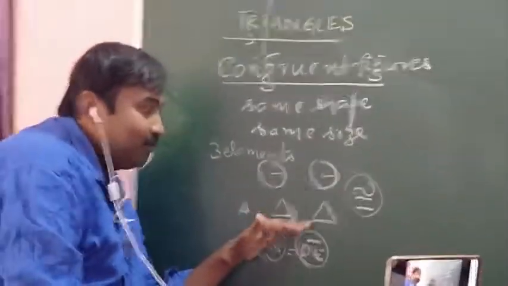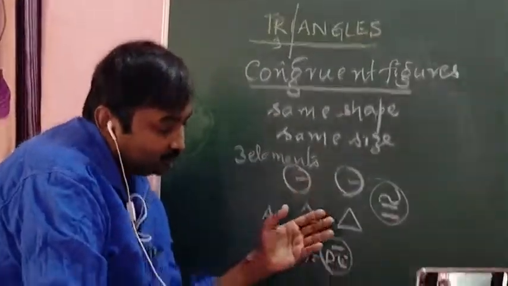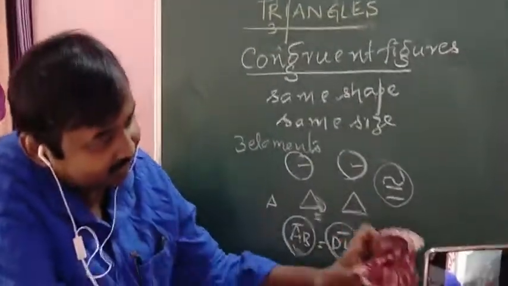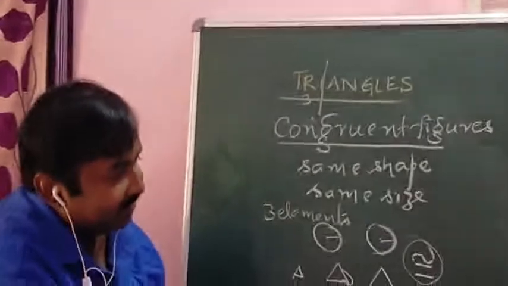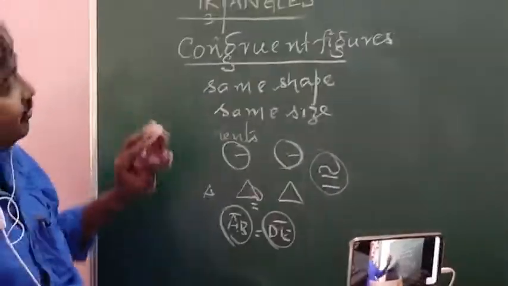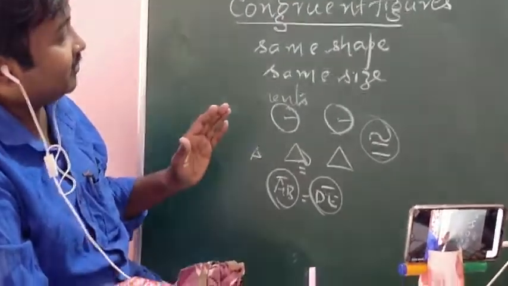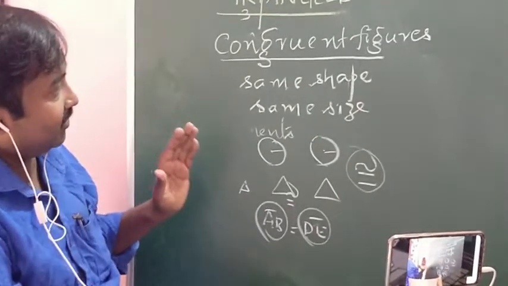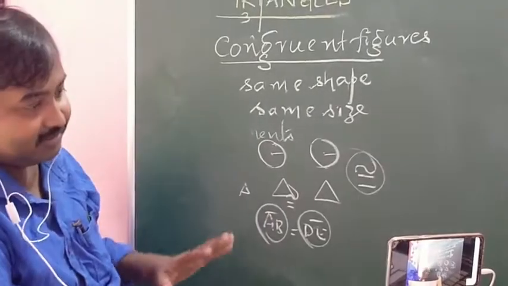How to prove congruent means using suitable postulates. What have I given in the question? Either SAS or SSS or RHS or ASA. That we are going to do in the sums in the explanation. So this is about congruent. Congruent means same shape; two geometrical plane figures having same shape and same size, any polygons.